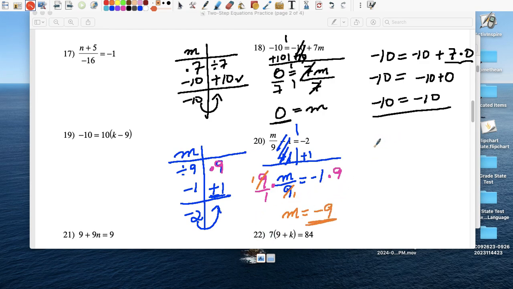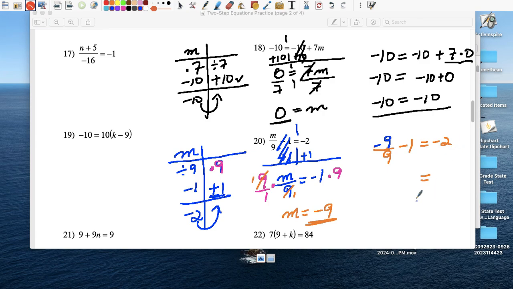Let's check. So m over 9 minus 1 equals -2. So remember what we're doing. We're replacing this m here, right, with what we found, and we found that m was apparently -9, so let's see if that's true. Change colors.